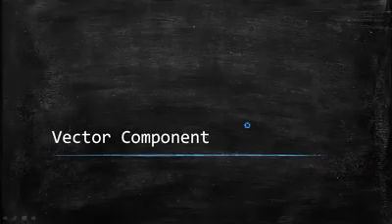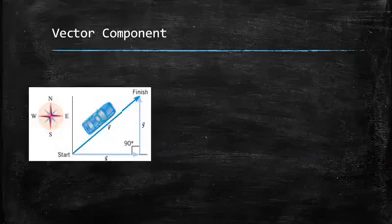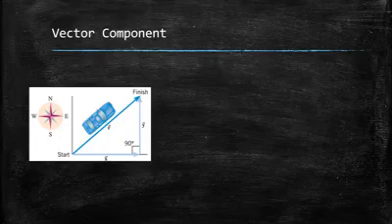Vector component. Vector components are very important in physics and it has two basic features that are apparent in the figure. One is that the components add together to equal the original vector.